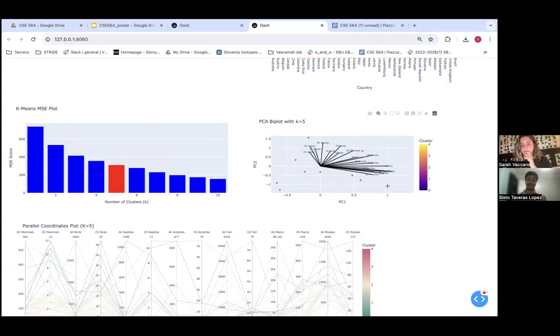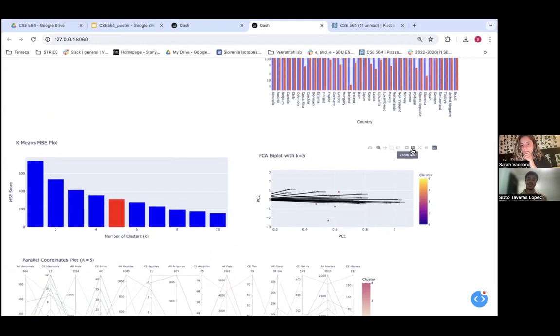Variables that point in the same direction are positively correlated. For example, all lichen species and all mosses look to have a strong positive correlation. But on the other hand, variables that point in opposite directions are negatively correlated. So critically endangered lichens and critically endangered amphibians, since they're pointing in opposite directions, have a strong negative correlation.